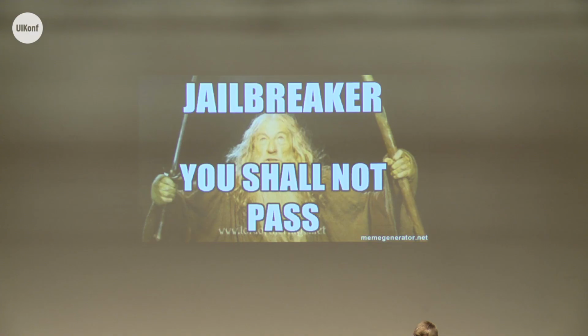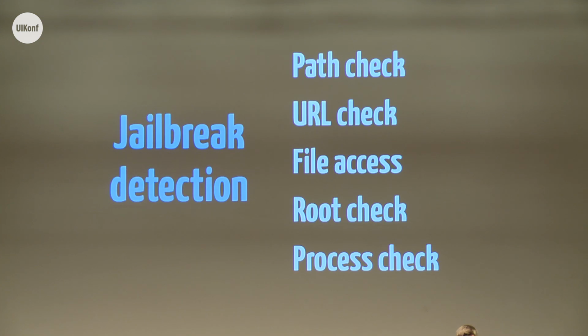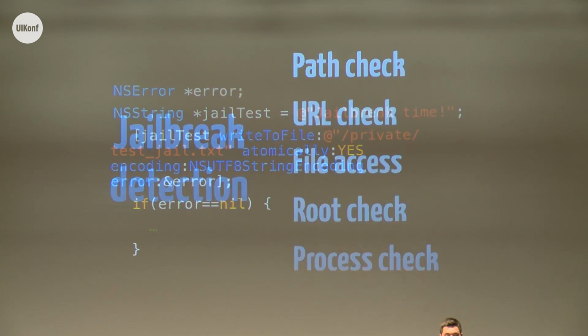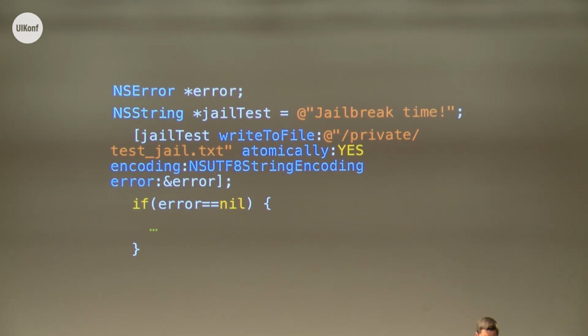The last topic is jailbreaking. As we understand, most of the cracking tools run in a jailbroken environment, and jailbreaking reduces the application security, the system security. So how can we detect it? There are a few ways. Check for a file stored in a suspicious path. Check for URL handlers. Check for accessing some system files. Checking for root, or checking for currently running processes. A quick overview of these tricks.